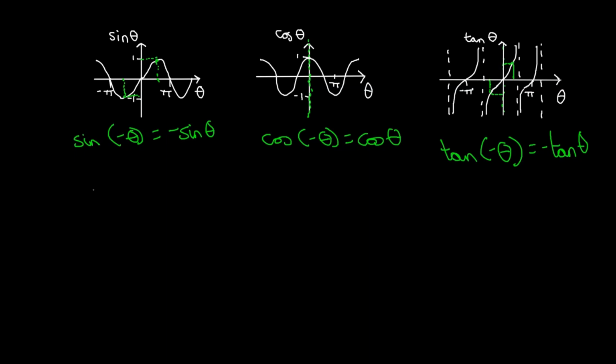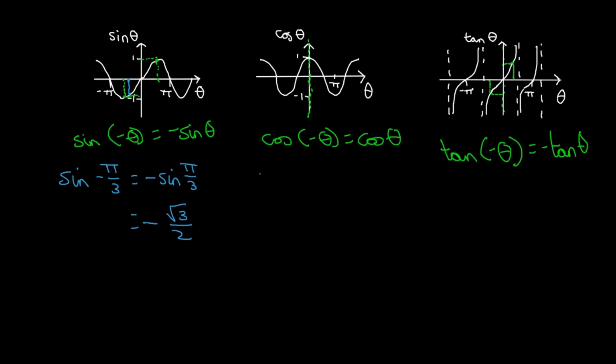So let's do some examples for these. Let's say we have sine of negative pi over 3. Now this is equal to the negative of sine pi over 3, which is equal to negative, the sine of pi over 3 is root 3 over 2. So our angle was about here. That's negative root 3 over 2.